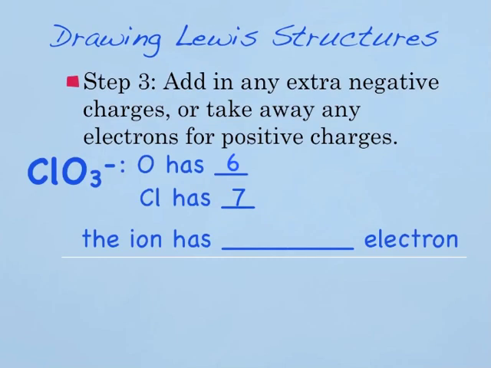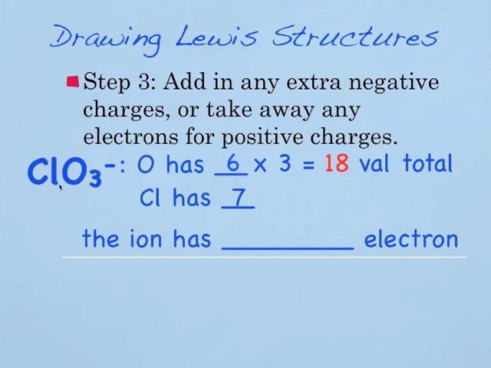Now that we know that, we can go ahead and start with step 3. We need to add in any negative charges or take away any electrons for positive charges. Once we have done one last thing, though, with this, and that is to multiply if we need to. So you see that 3 there is important. We have 3 oxygen atoms here. We know that each one has 6 valence. Well, 6 times 3 is the total valence for oxygen that we have available. The total valence for oxygen will be 18.